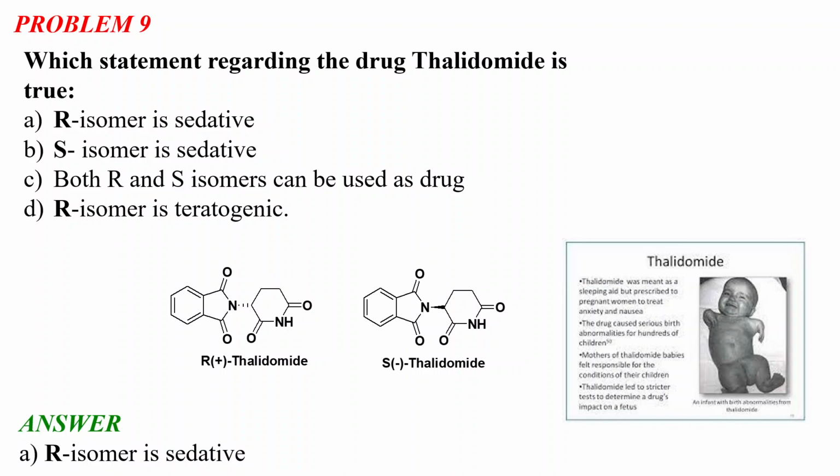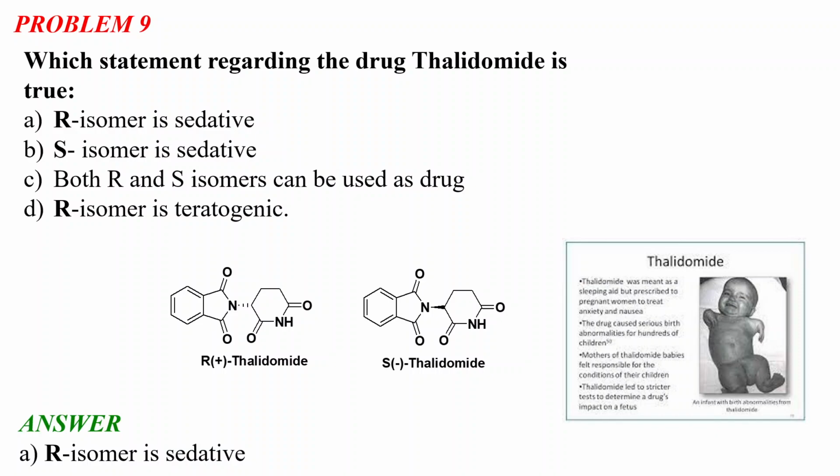This was back in the 1950s. The drug thalidomide was given to pregnant women for morning sickness, but it was a racemic mixture. As you can see, there are two isomers for the same drug, the R isomer and the S isomer. Before, people did not have much concept of chirality and stereochemistry in medicinal chemistry, so this drug was given as a racemic mixture. These two isomers are similar in everything; only the spatial arrangement is different. One is R, one is S.